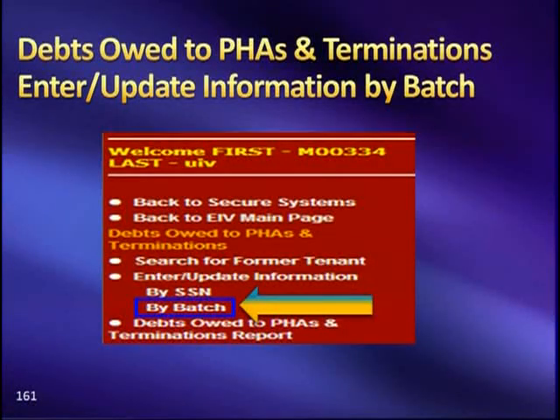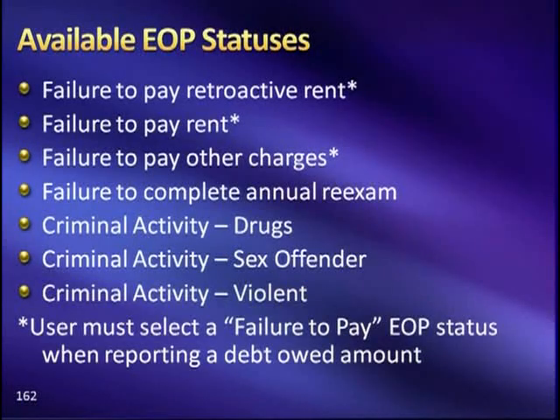By Batch, which is what you're accustomed to doing, you click on the By Batch link. Notice that your available EOP statuses, basically you're reporting any EOP statuses for the families. Failure to pay retro, failure to pay rent, failure to pay other charges, and a whole list of items.